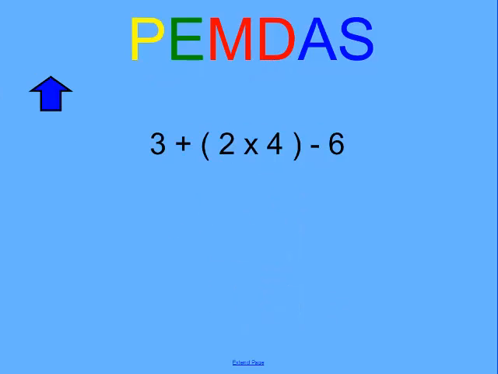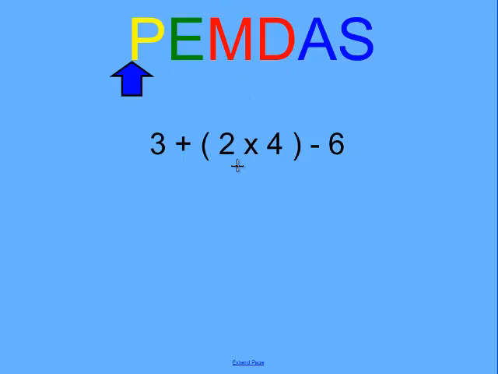Okay, this isn't too bad. All right, let's look at the next one. Parentheses, exponents, multiplication and division, addition and subtraction. Start with parentheses. 3 plus (2 times 4) minus 6.